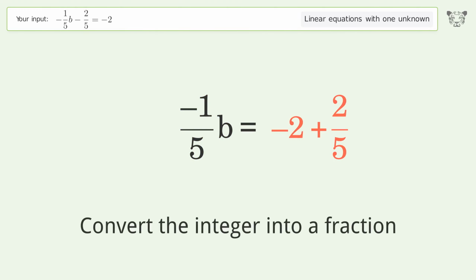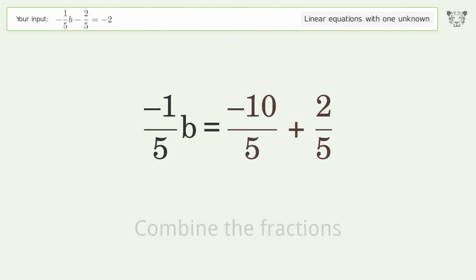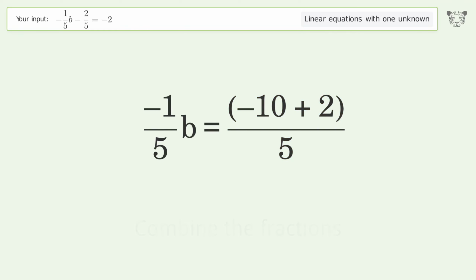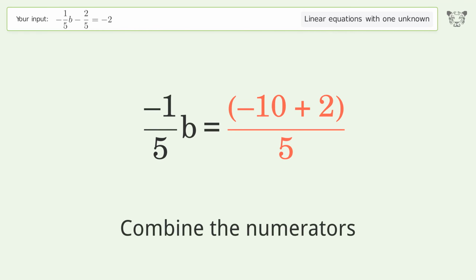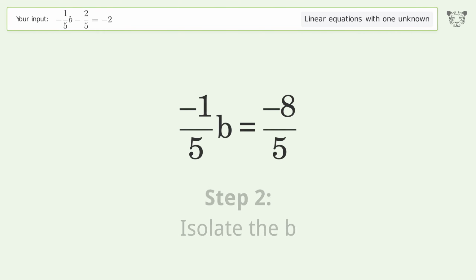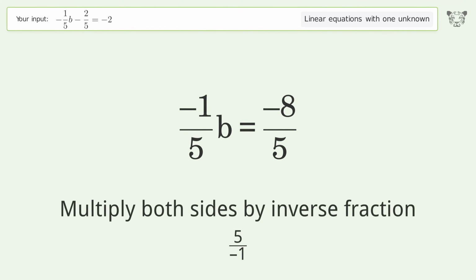Convert the integer into a fraction. Combine the fractions. Combine the numerators. Isolate the b. Multiply both sides by inverse fraction 5/(-1).